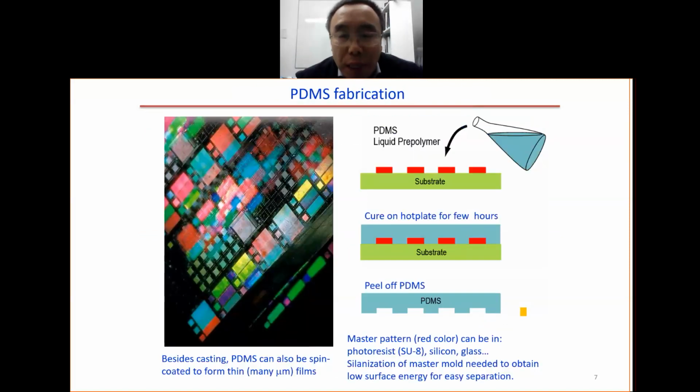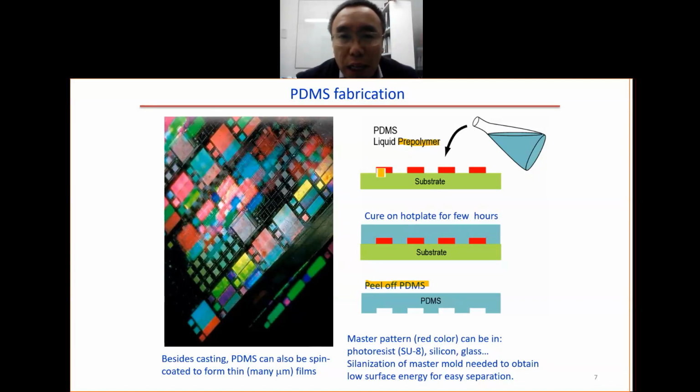So why is PDMS so popular? Why is it so popular for research? This is because it's very easy to make the PDMS mold. For instance, you start with this red color pattern. Then you pour the PDMS prepolymer onto it. Then you use the hot plate to cure it for a few hours. Then you peel off the PDMS so you get the mold. So you can see it's very easy to make.